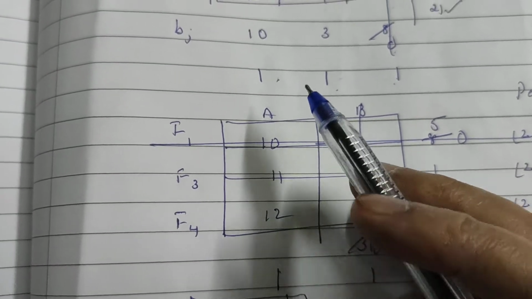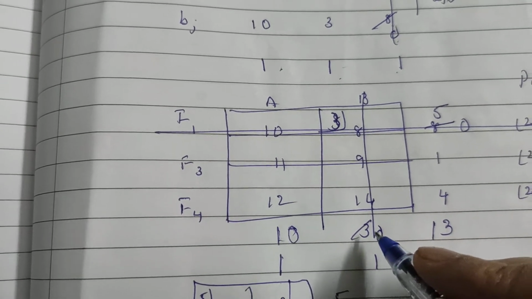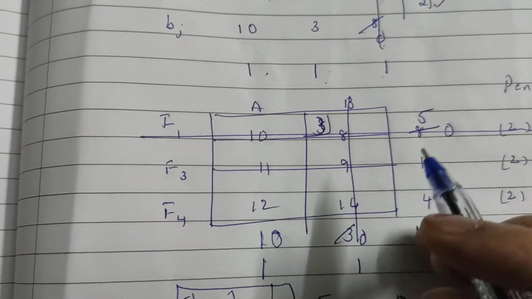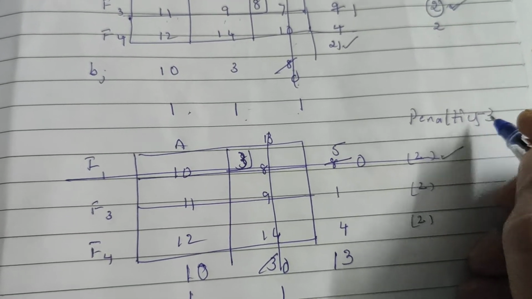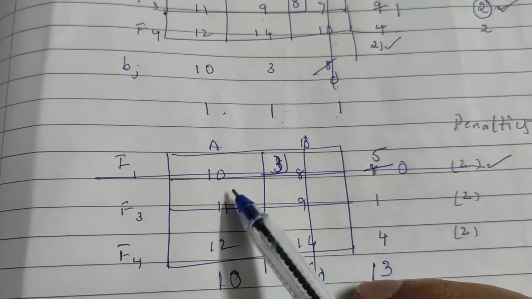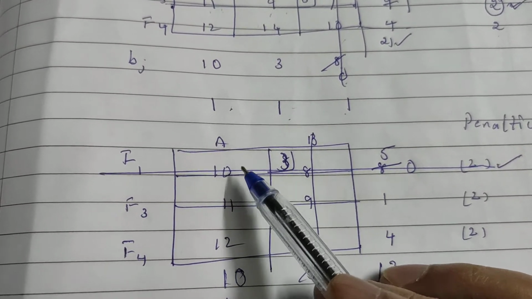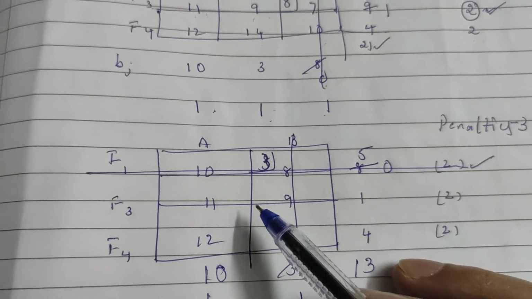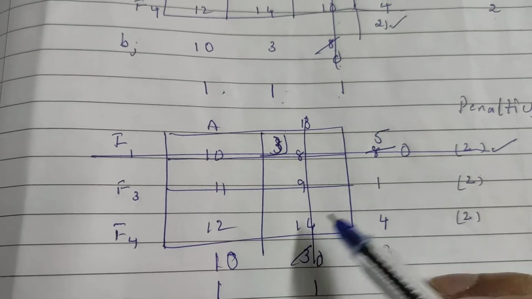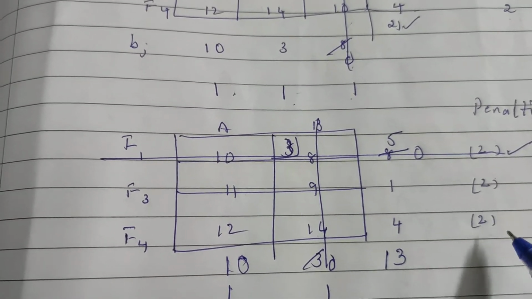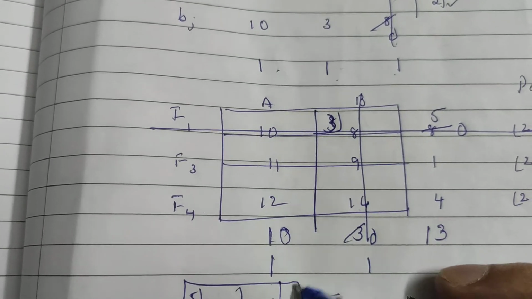Same for the column-wise, it is 10 and 3, so 13. Both are equal. Next we go for penalty number 3. Same as before, first minimum to second minimum subtraction. 8 to 10, 10 minus 8 is equal to 2. 9, 11, 11 minus 9 is 2. 14 minus 12 is also 2. Column-wise 10, 11: 11 minus 10 is equal to 1.